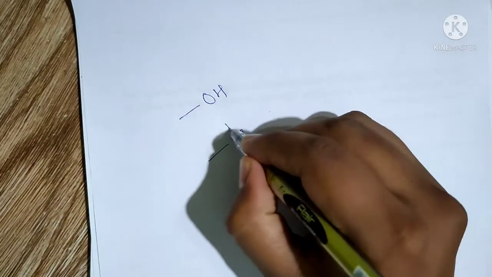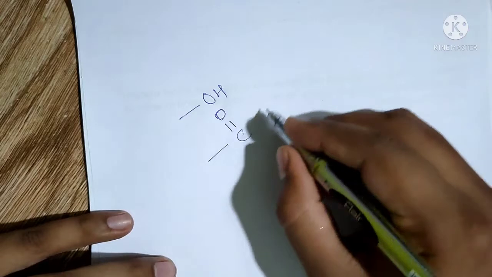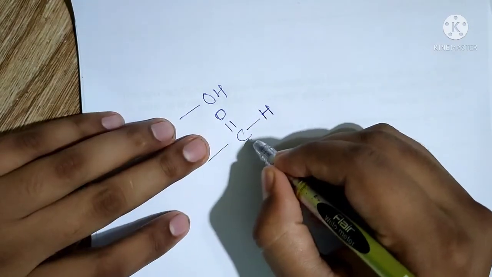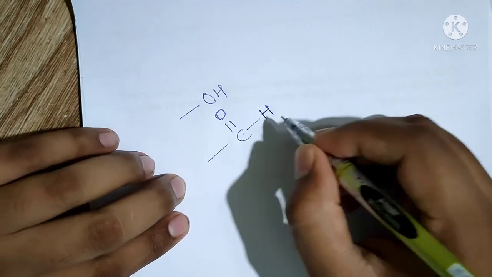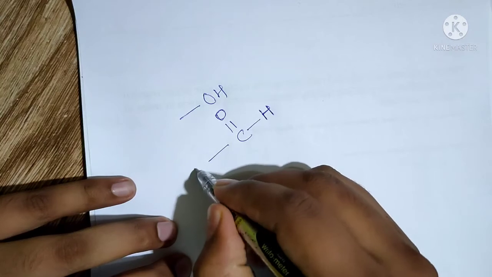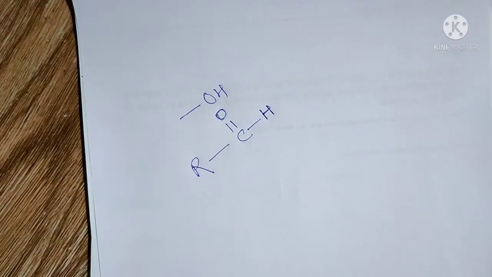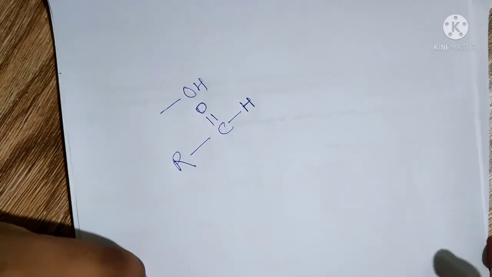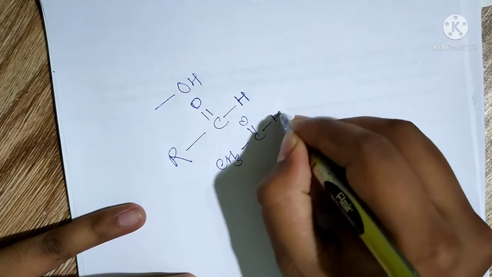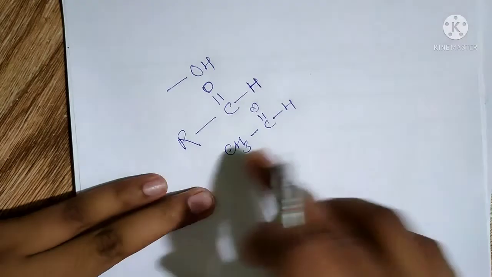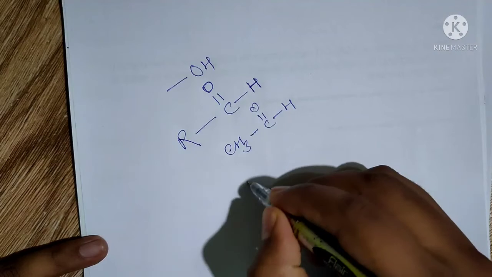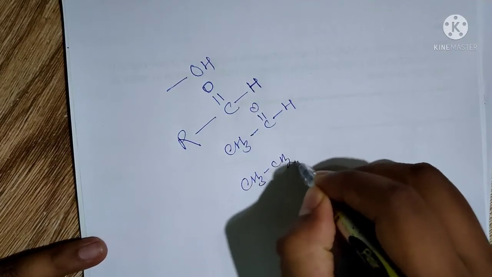CHO contains one C double bond O group, but the other side is blocked by a hydrogen. So if there is a C double bond O group and one side is blocked by hydrogen, then it is CHO, and the other part contains any alkyl group. Alkyl means R, any carbon-containing group. For example, CH3CHO. This is one aldehyde. This is the carbon-containing group, the R group, that means alkyl group. So it may be CH3CH2CHO.